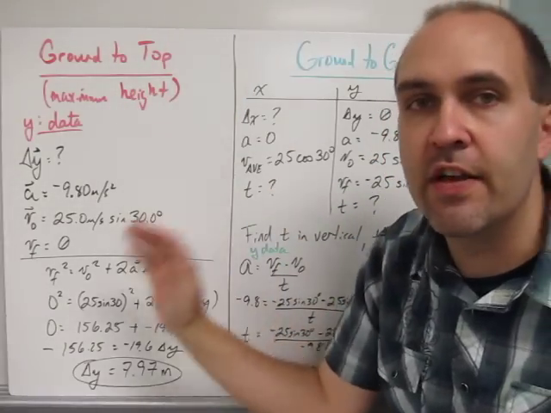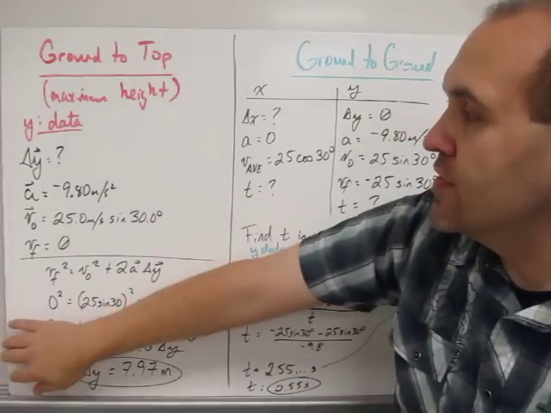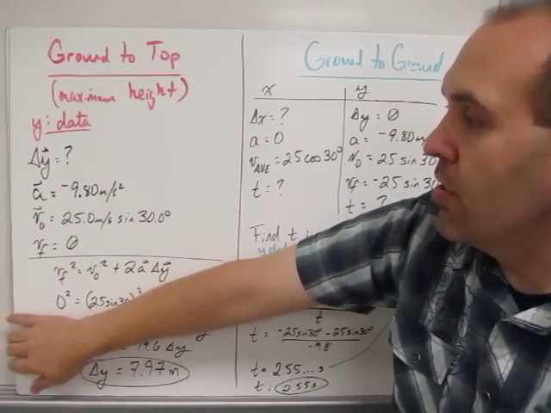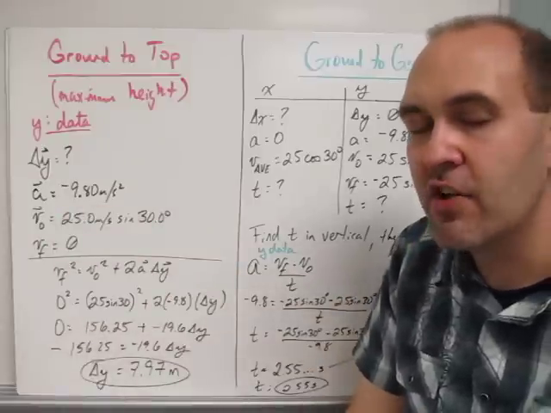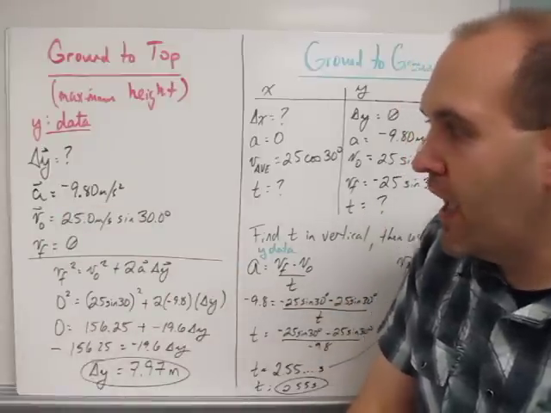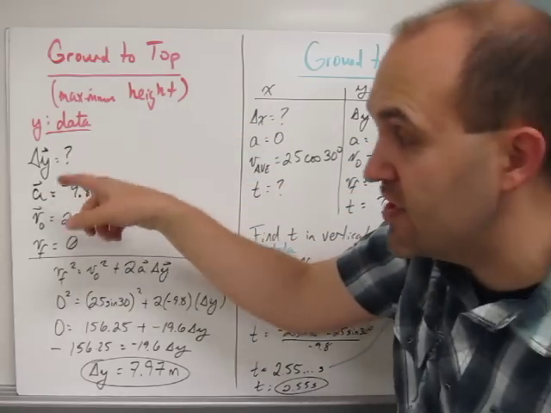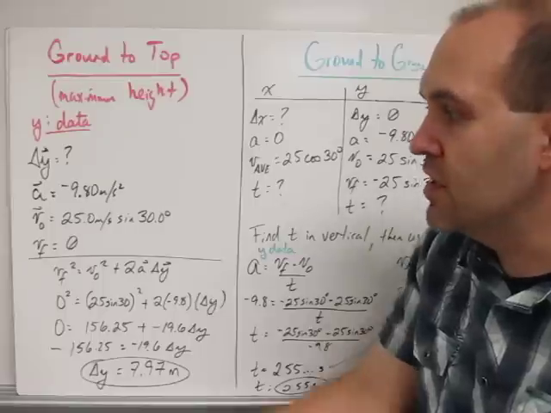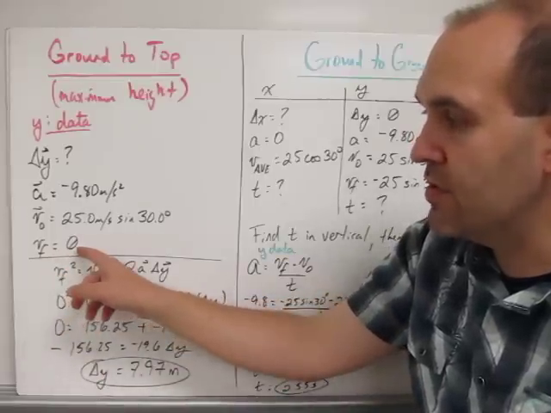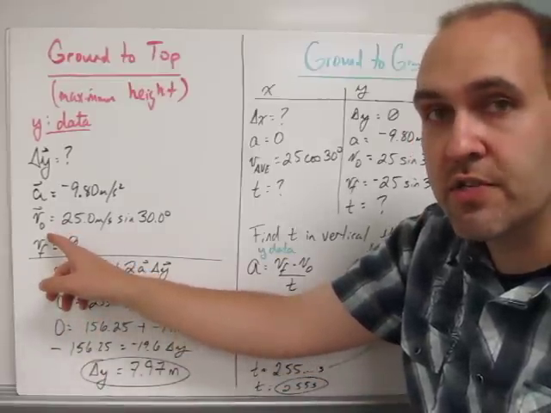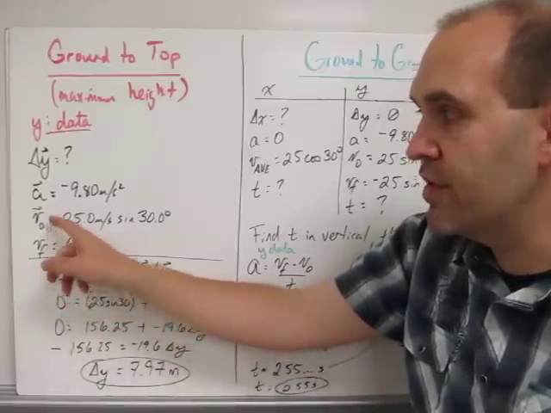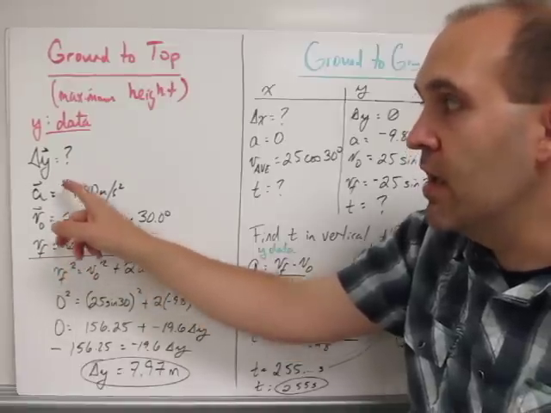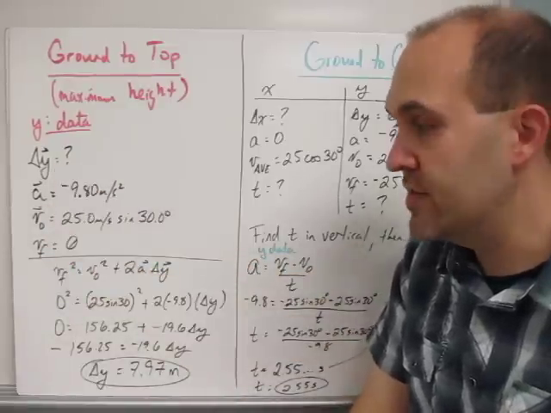So let's look at the left side first. And we're using the y data for that, the vertical part. It turns out we have an equation that doesn't have time in it, and we have enough data just in the vertical information without using the horizontal at all to solve this question, because we know the final vertical speed at the top is 0. We know the initial vertical speed is 25 sine 30, positive. We know the acceleration is negative 9.8. And we're looking for delta y, that vertical displacement.